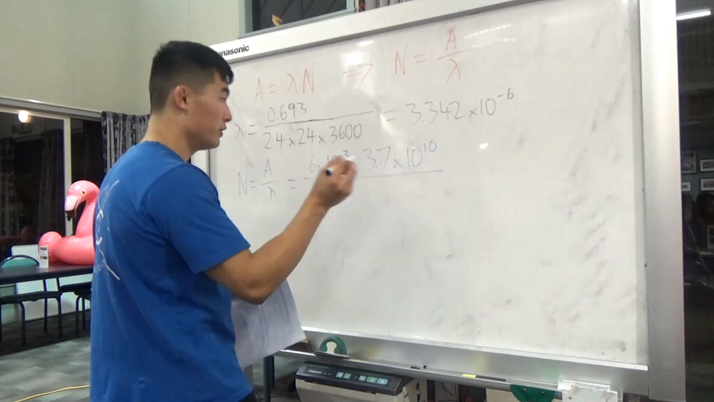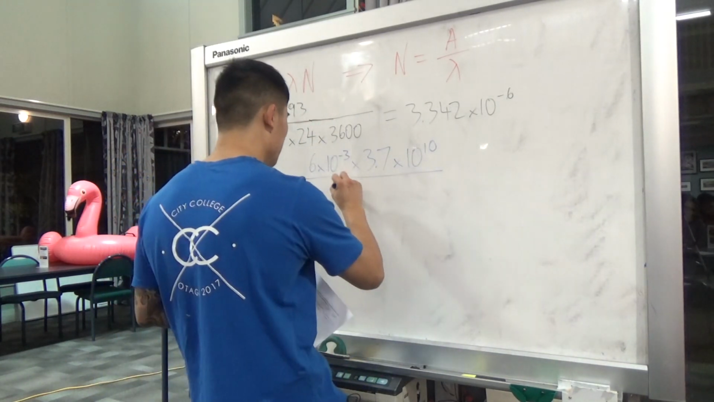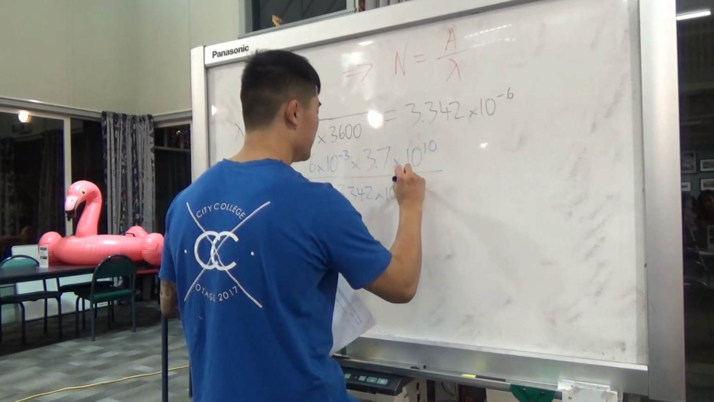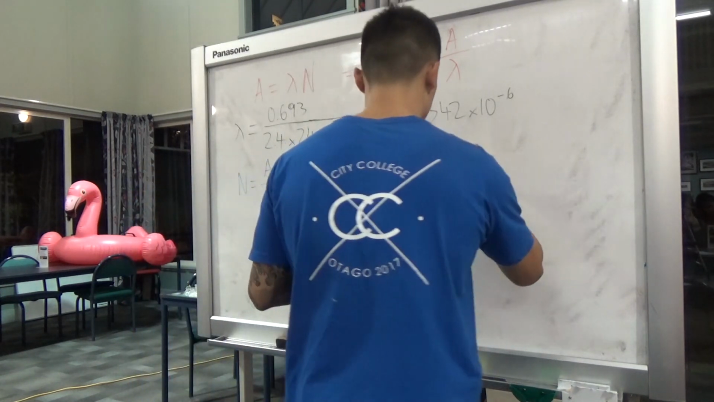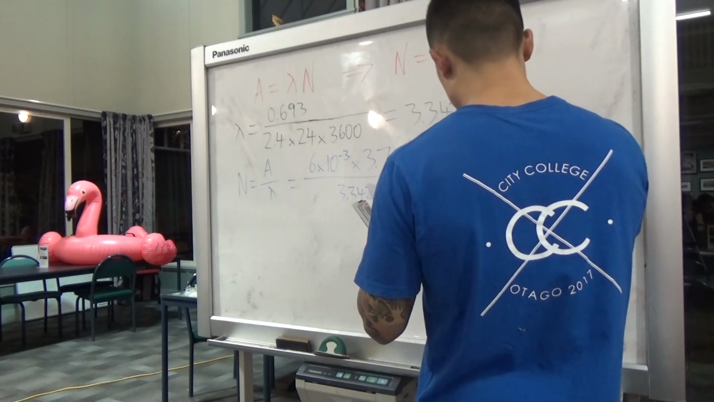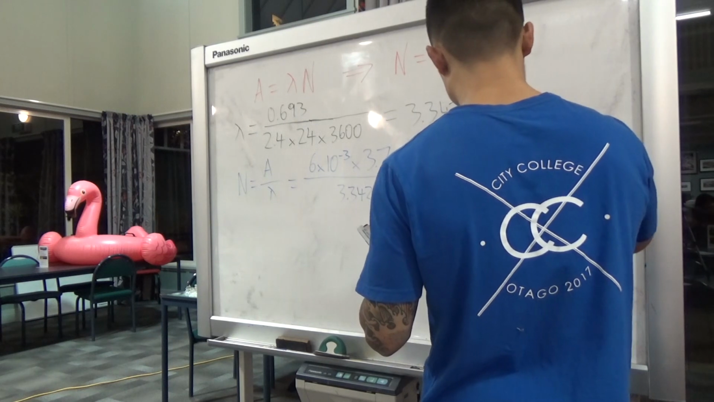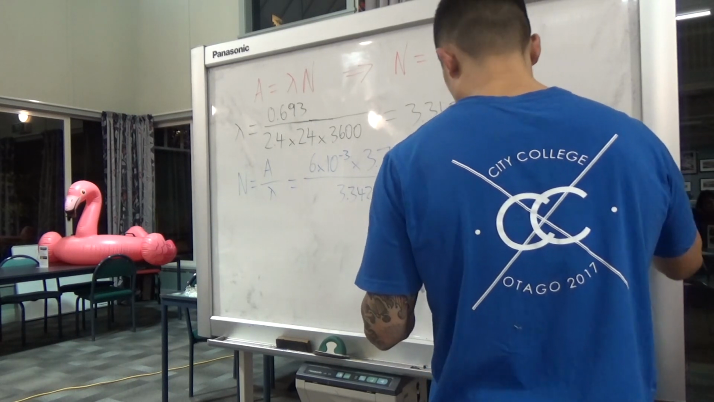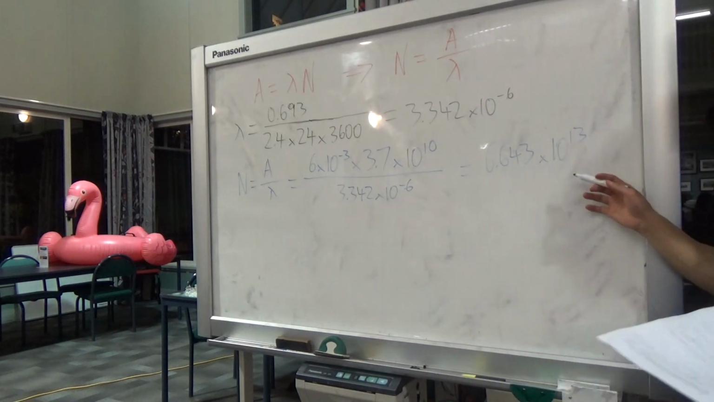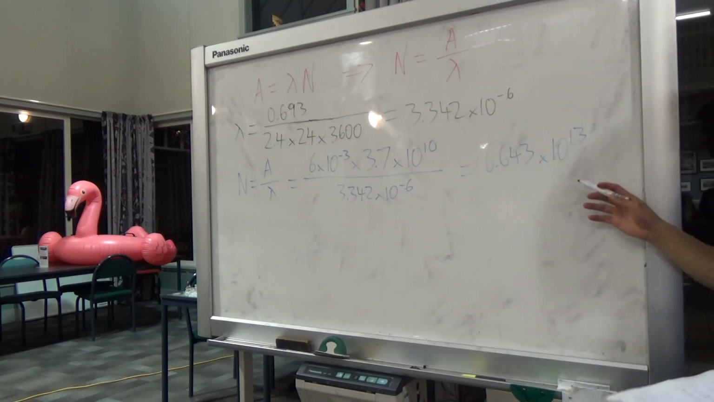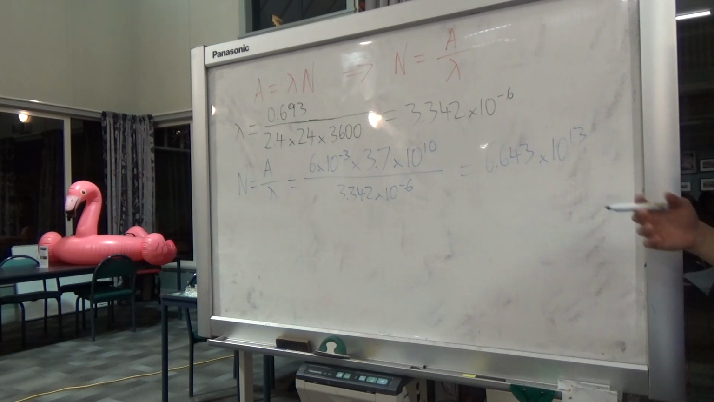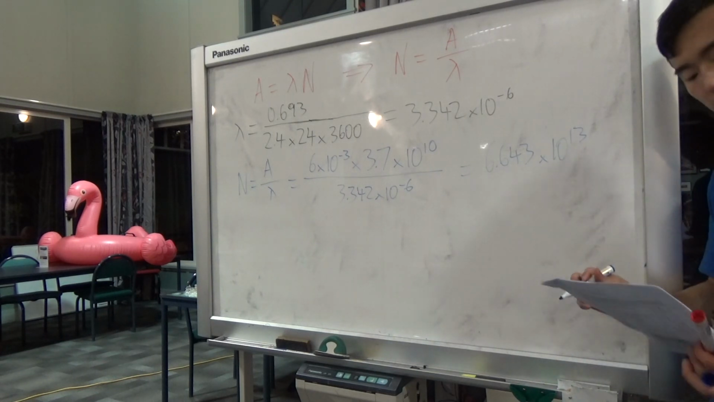And then that's over your decay constant, which is 3.342 times 10 to the negative 6. And that will give you 6.643 times 10 to the power of 13. So that's the number of molecules or atoms. You can call them molecules, atoms, or the number of nuclei. It's all the same thing.